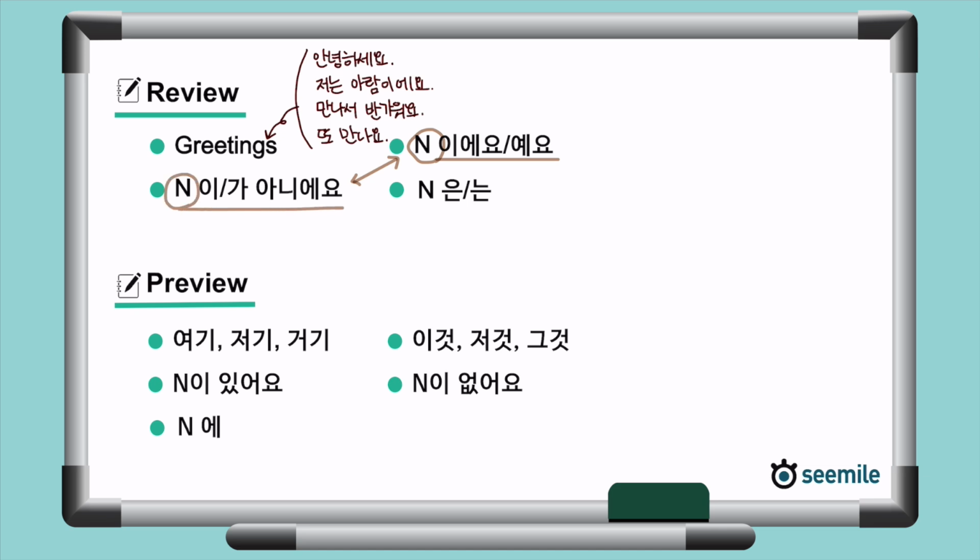We also learned about the postpositional particle or topic marking particle 은는, which clarifies that the noun right after it is the topic of the sentence. Today, we're going to Aram's house, but before that, let's learn some new vocabulary related to the topic of a house.